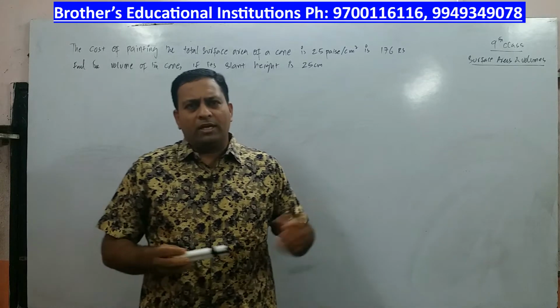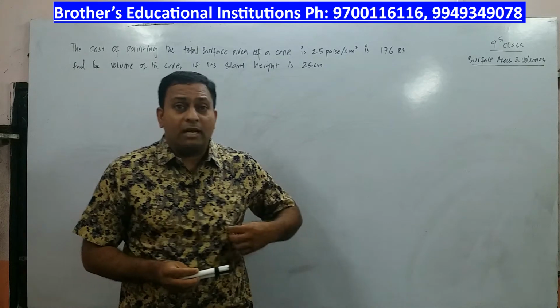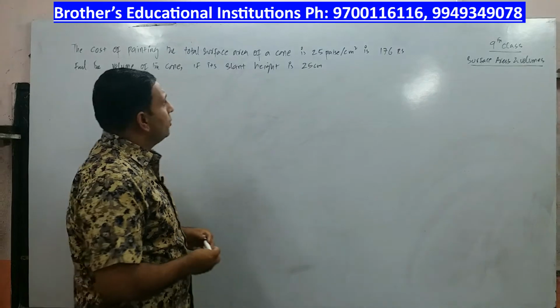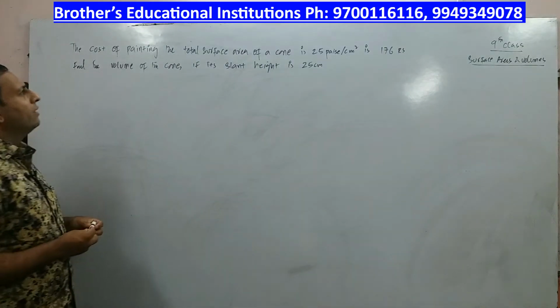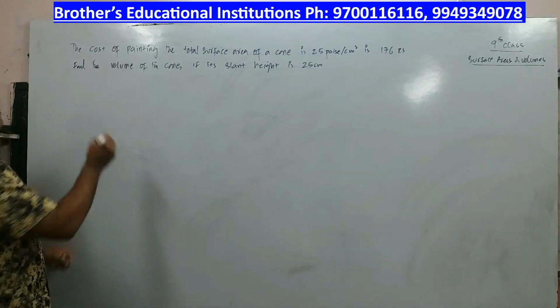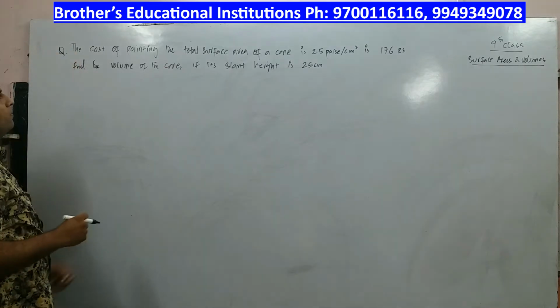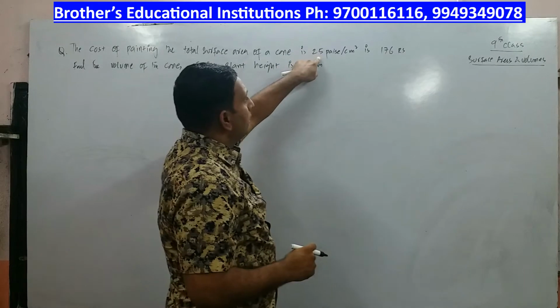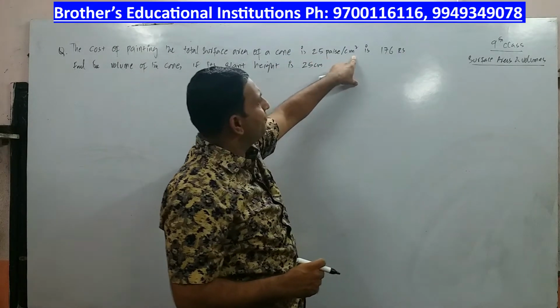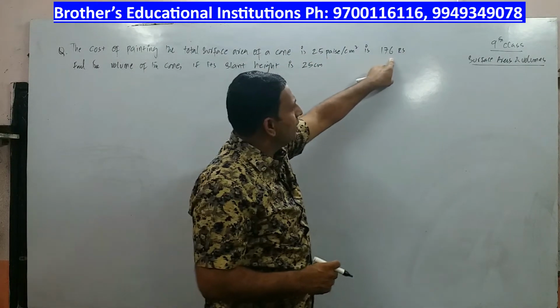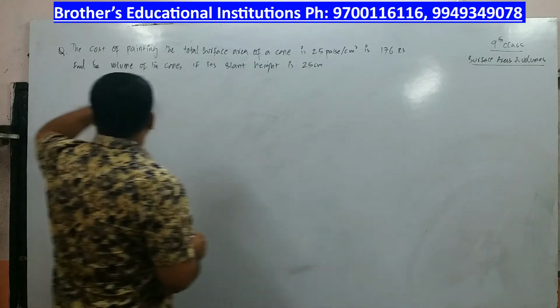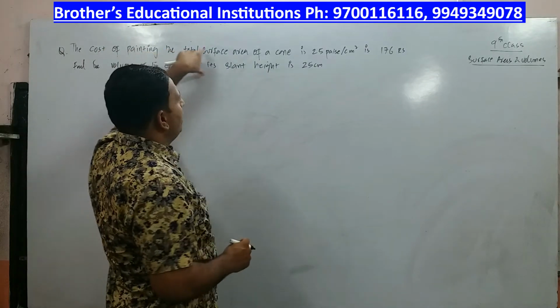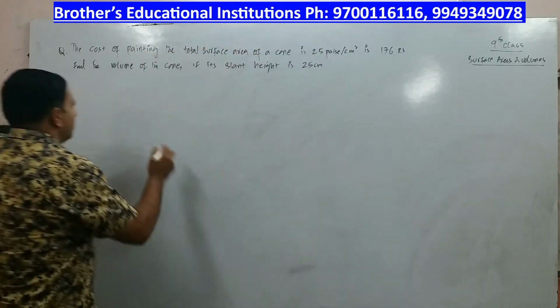Hello, we are continuing with surface areas and volumes, and right in front of you, you have a wonderful question. You will learn a lot from this question. I'll read the question for you. The cost of painting the total surface area of a cone at 25 paise per centimeter square is 176 rupees. Find the volume of the cone if its slant height is 25 centimeters.